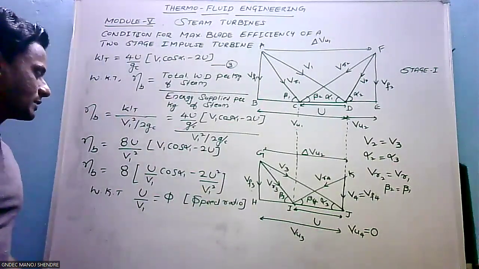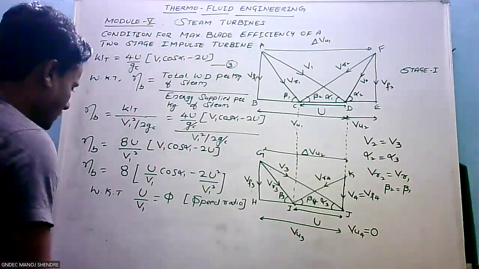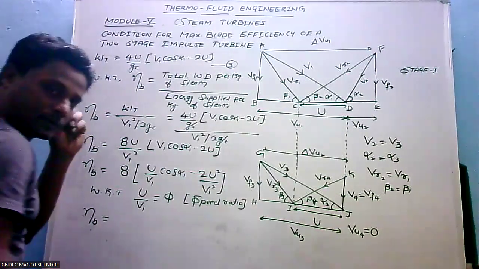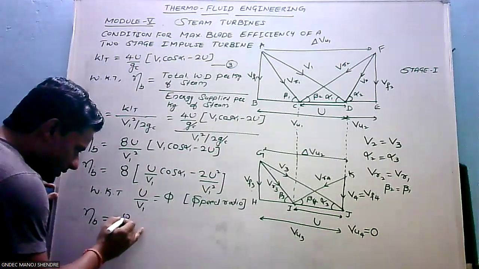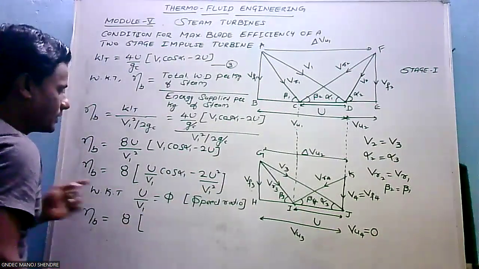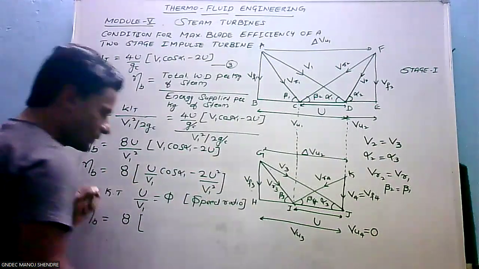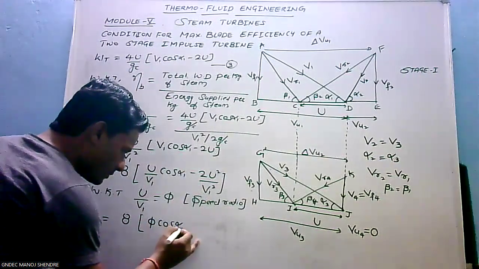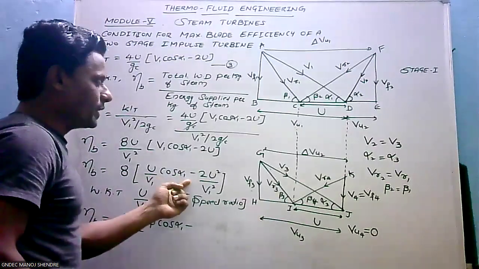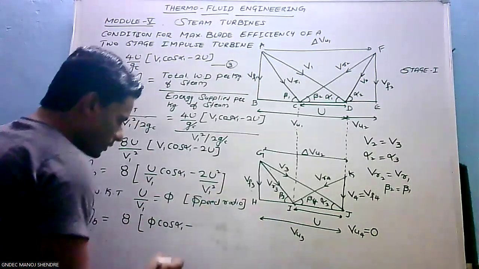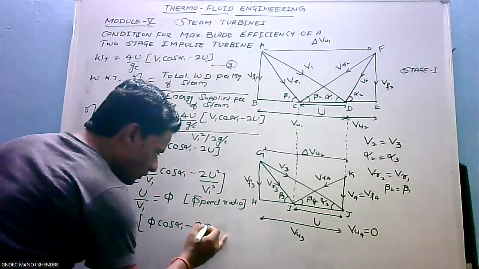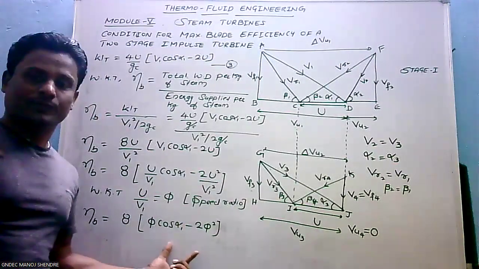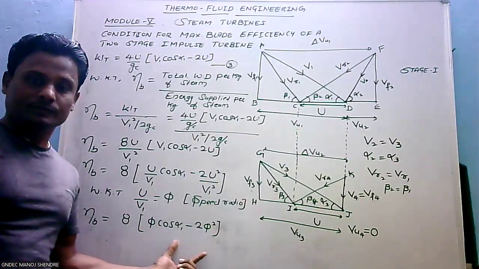Now let us use the phi in this equation. So I can write eta b equals 8 as it is into u by v1 is phi, cos alpha 1 minus 2 into phi square. Hope this is clear.